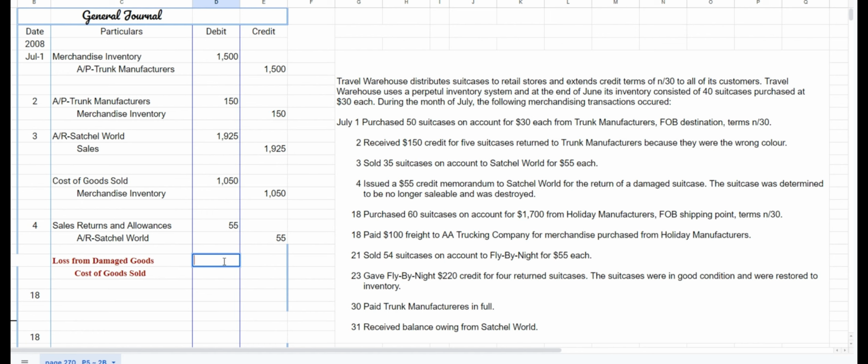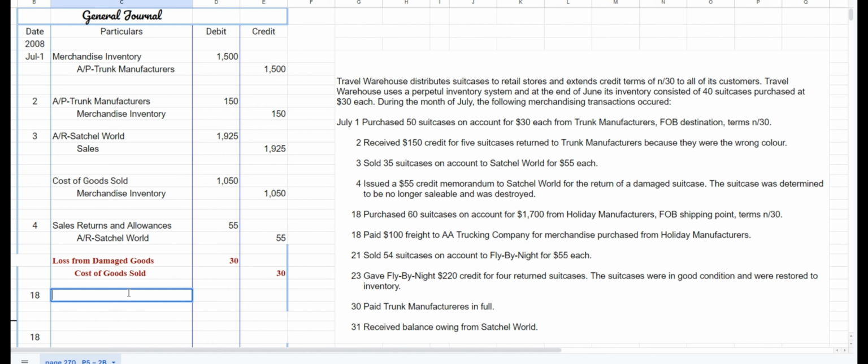So how much is it? It's $55. Wait. In this case, you want to find the real value of it. So it's actually going to be 30, because each suitcase is worth 30 and they returned one suitcase. So loss from damaged goods is going to go up by 30, and cost of goods sold goes down by 30.